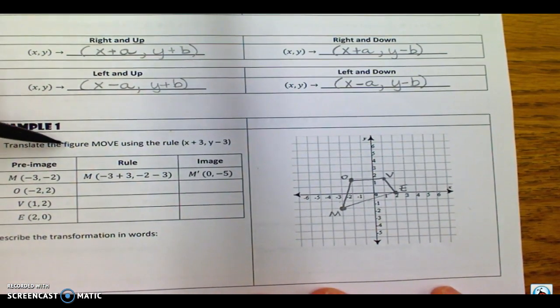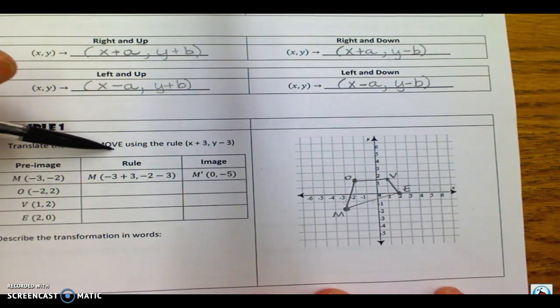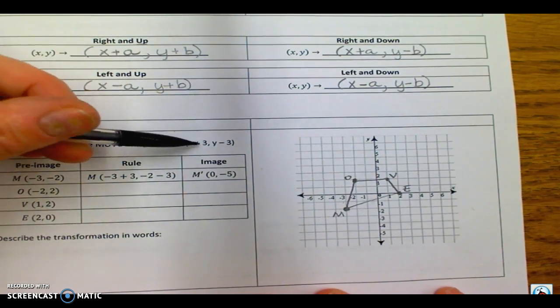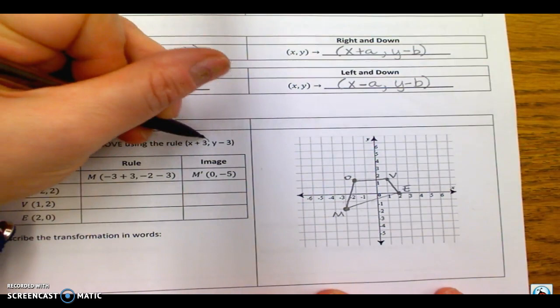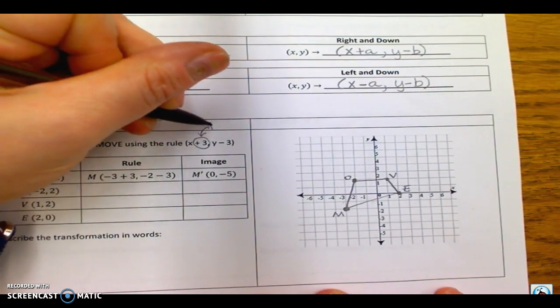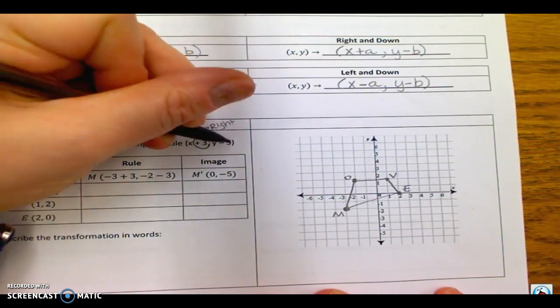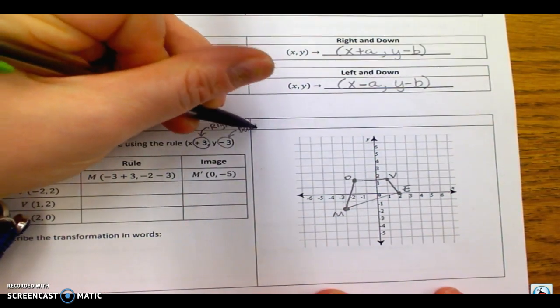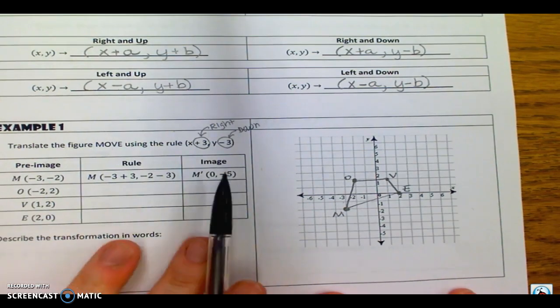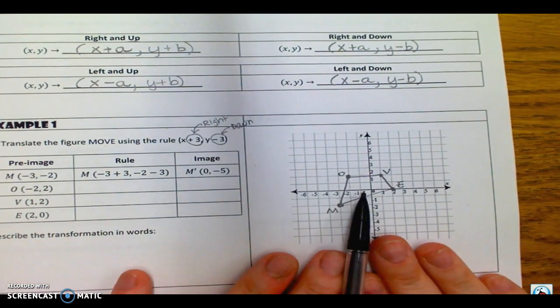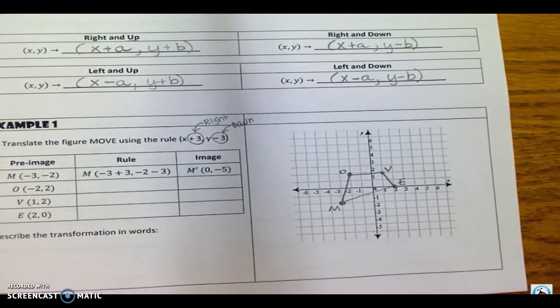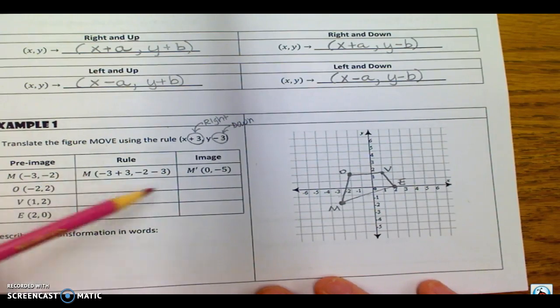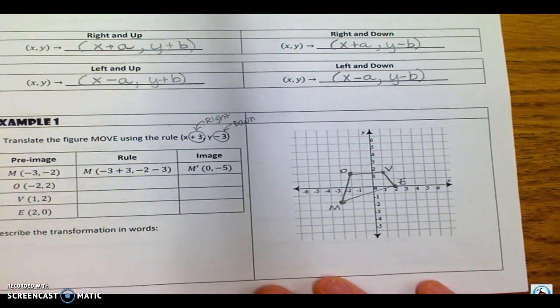It says translate the figure using the rule x plus 3, y minus 3. Right here, this tells me that I'm going to go to the right 3 places, and this tells me that I'm going to go down 3 spaces. Now, if you are given a graphed image, the nice thing is that you can simply use your graphed image. You don't have to do all of this math over here. Just count and move it.